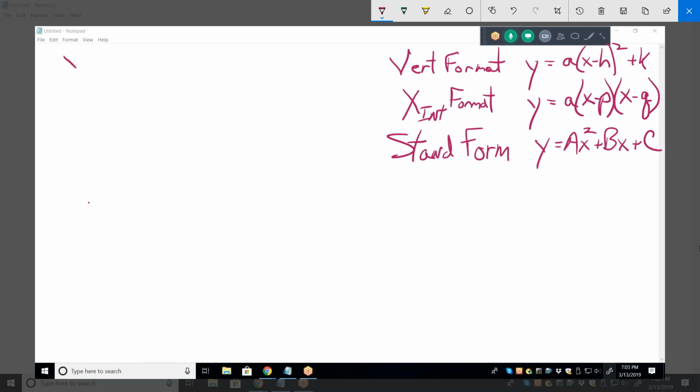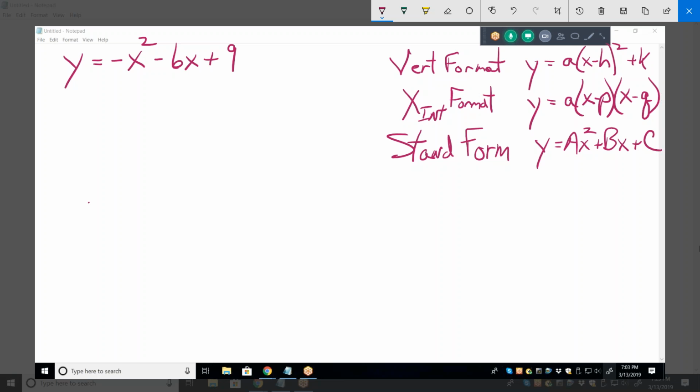Y equals negative x squared minus 6x plus 9. Okay. So this is in standard format, and I got two choices.